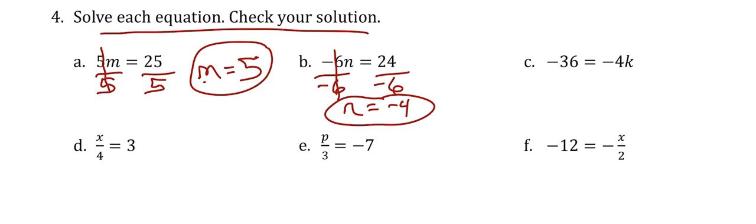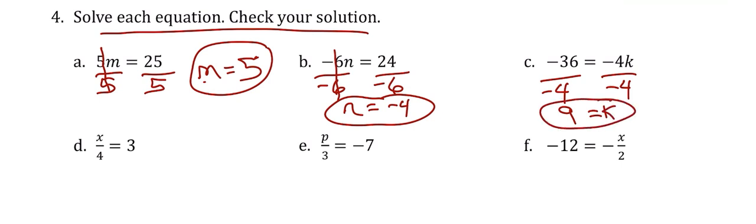Okay, let's go to the next one. Now we are going to divide both sides by negative 4. The variable just happens to be on the right-hand side this time. So we simply get 9 is equal to k, otherwise known as k equals 9.